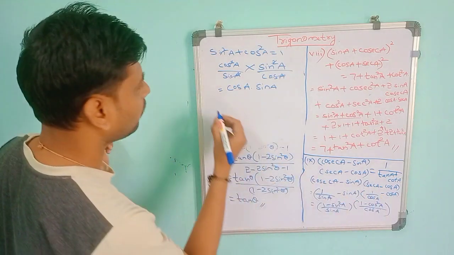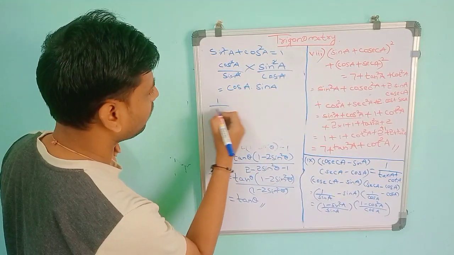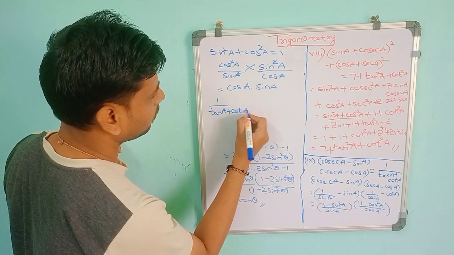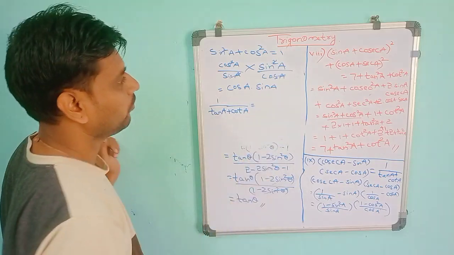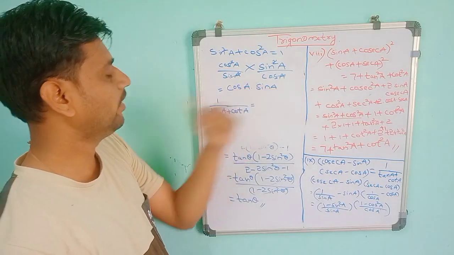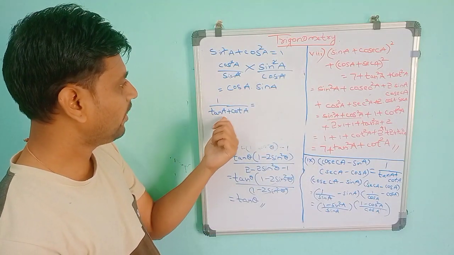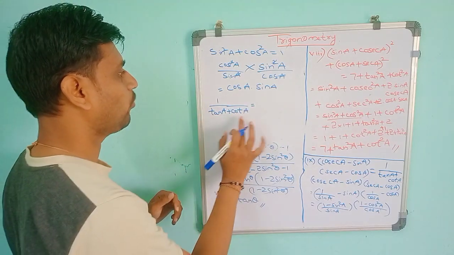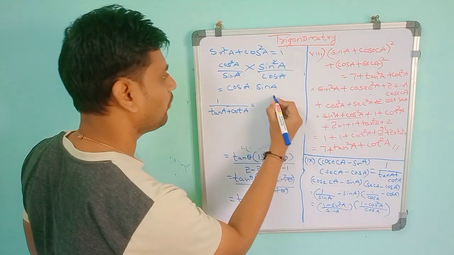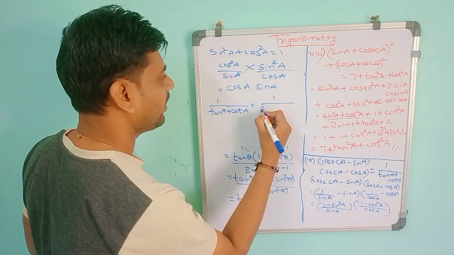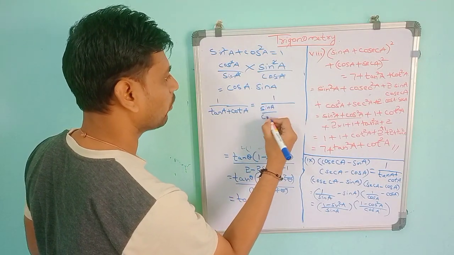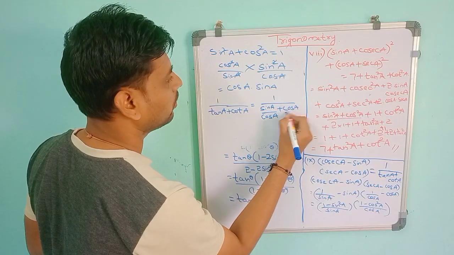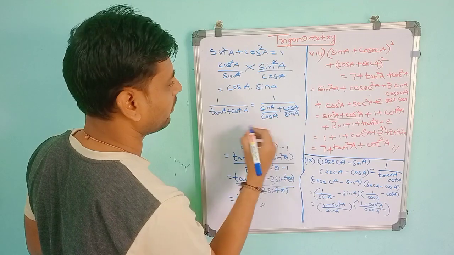That you can do for the second one, 1 by tan A plus cot A. So we got the answer for the first one as cos A into sin A. As you see, tan and cot are not in the form of cos and sin. How can we make this one sin and cos? You can write 1 by, tan A means sin A by cos A, plus cot A is cos A divided by sin A.